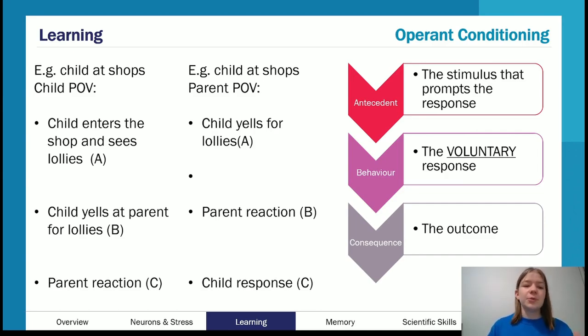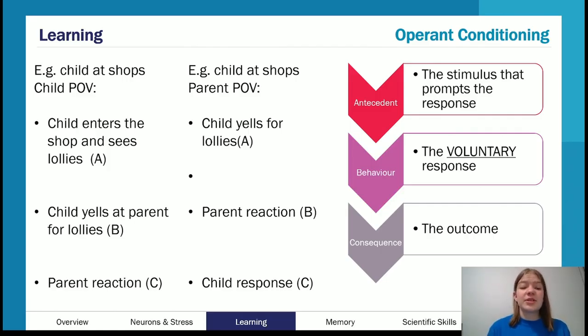So, for example, let's think about a child at the shops from the child's point of view. The child enters the shop and sees lollies. The child yells at the parent for lollies, and then the parent's like, you know what, here you go, you can have some lollies. We know that that's going to be a positive reinforcement, and the child will be more likely to yell at the parent for lollies in the future.